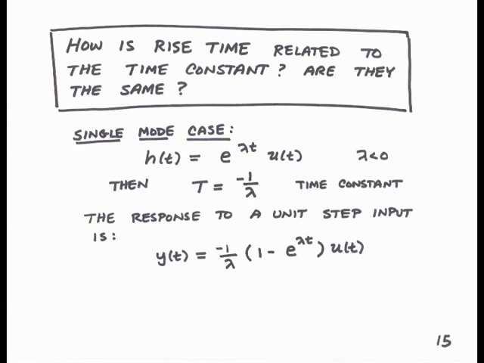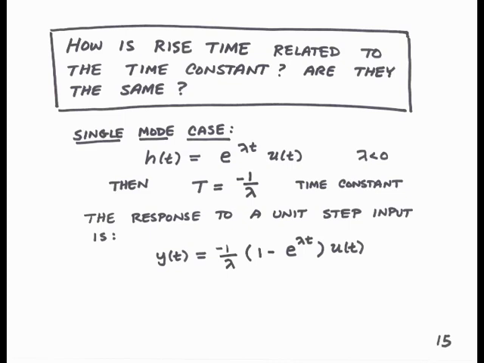How is the rise time related to the time constant? Are they the same? We'll examine the single mode case, as the multiple mode case is difficult to do. In the single mode case, we have h of t equals e to the lambda t u of t, where lambda is negative. That's because the system is stable. Then, the time constant, cap T, is equal to -1 over lambda. In this case, the response to a unit step input is y of t equals -1 over lambda times the quantity 1 minus e to the lambda t u of t.